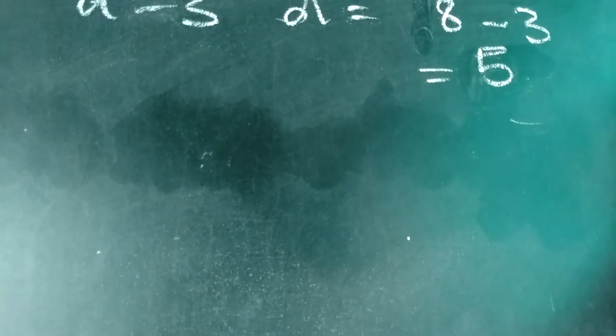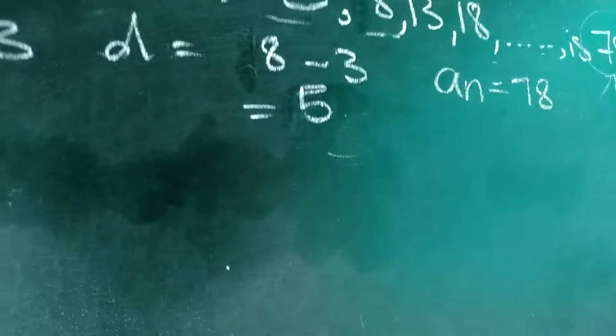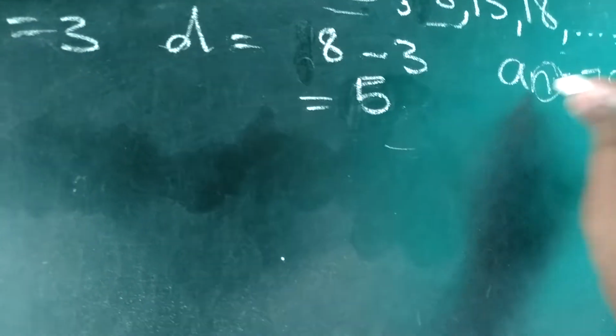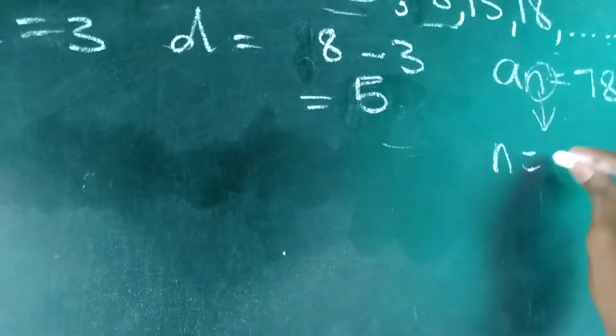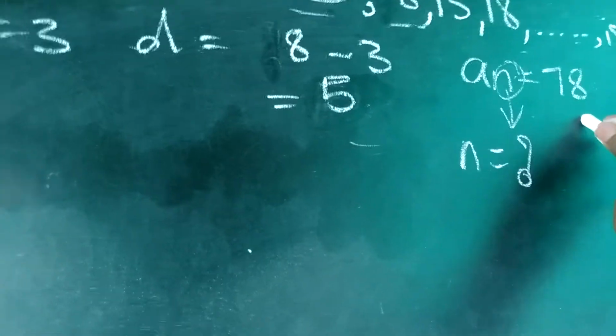And we have to consider an as 78. Some nth term of the AP to be 78. We don't know what this n is. That is only what we need to find. We are going to assume some nth term of the AP to be 78.